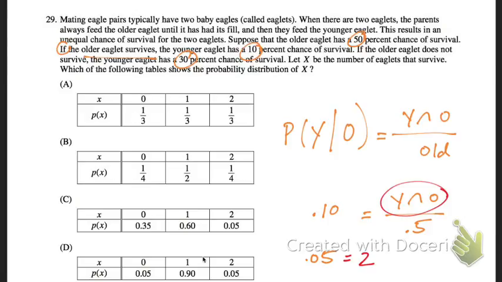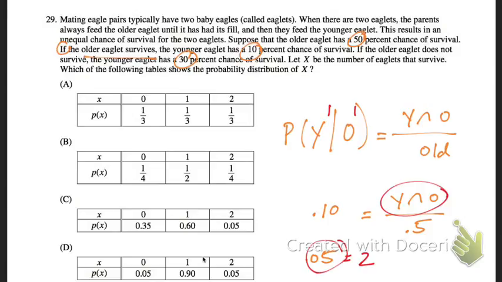Okay, but I don't understand how you even solve that. Could you have just done the 0 first, that neither of them survive? Because C and D both have 0.05, so you can just decide on an answer. Are you treating younger and older as one thing? Yeah, they're together, so that they both survive is 0.05.